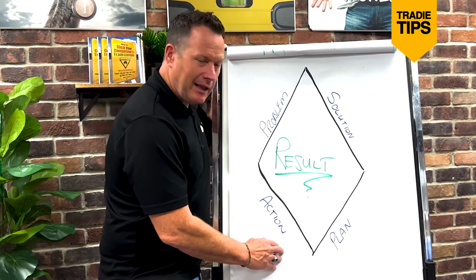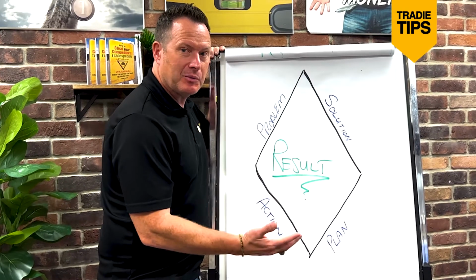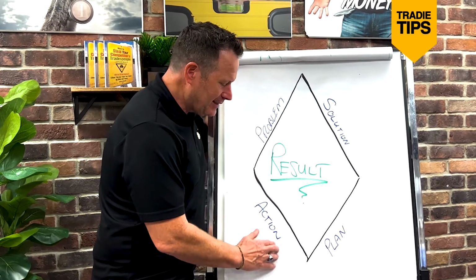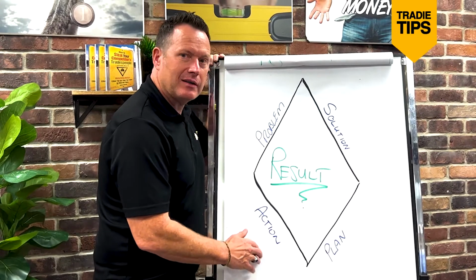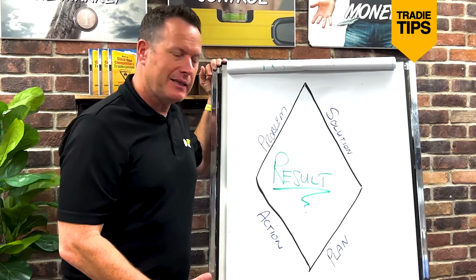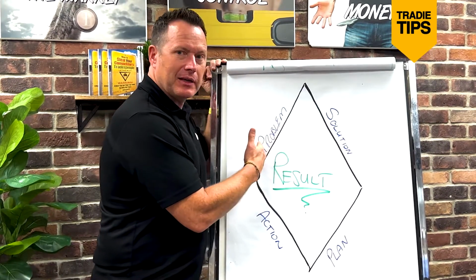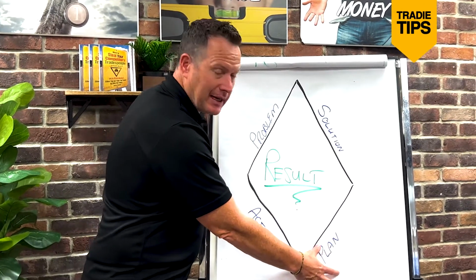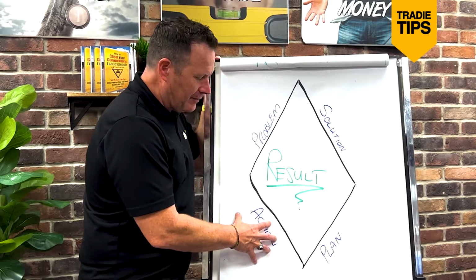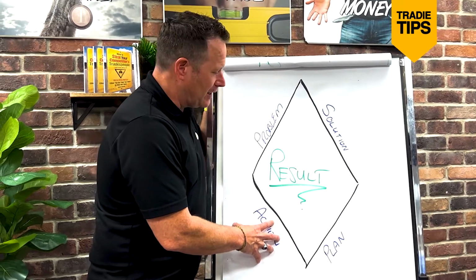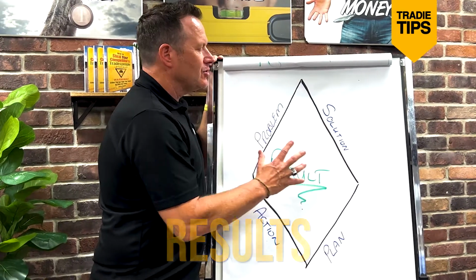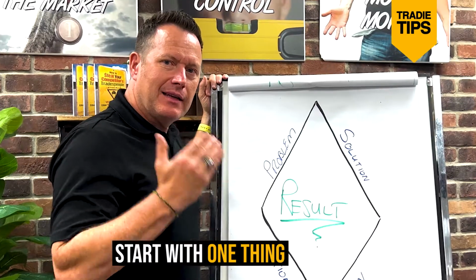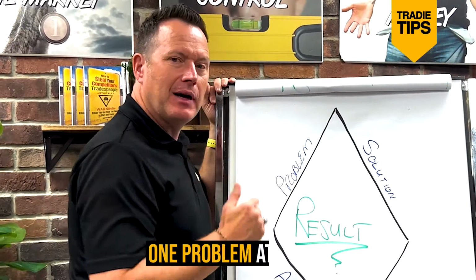Same thing with delegating. Now that we've picked the people, or maybe it's a person that you're going to delegate this to, sit down with them and lay out the steps on a weekly, recurring basis. So when we pick the problem, determine the solution, lay out a plan, work together on that plan, and then have actionable steps that we can take, we're going to get results. So start with one thing at a time, one problem at a time.